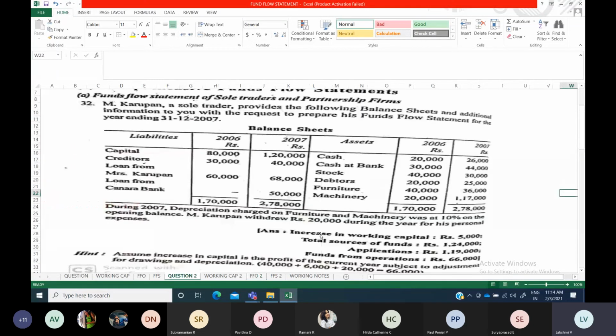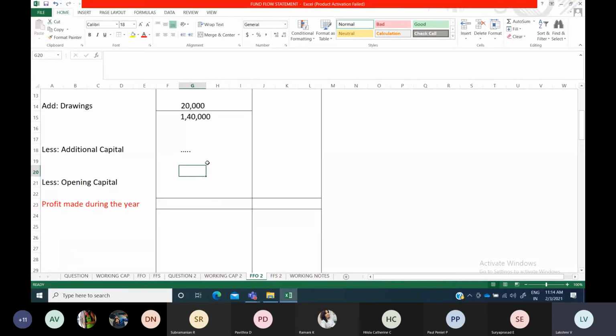Now, additional capital will be given in some questions, for example, he introduced a further 10,000 rupees. That should be considered as additional capital. But in this question it is not there. So whatever is there you just write, or else you just skip and come. Here it is not there, so it is the same 1,40,000 only. Again you have to write 1,40,000 here.